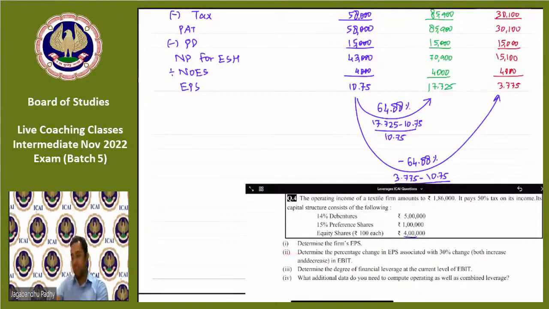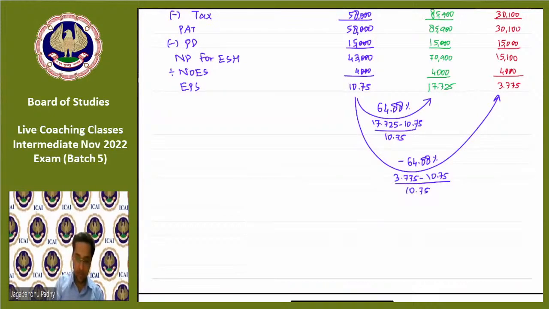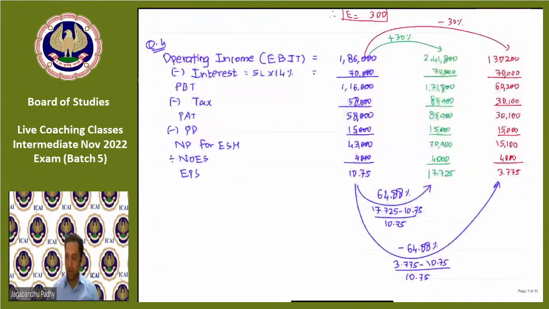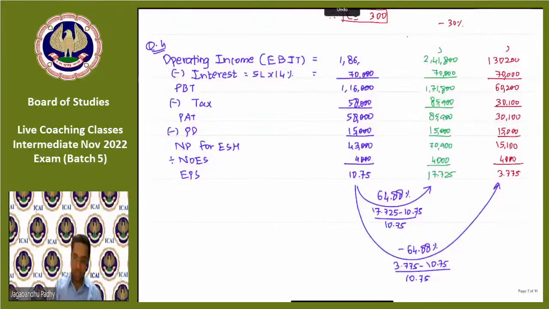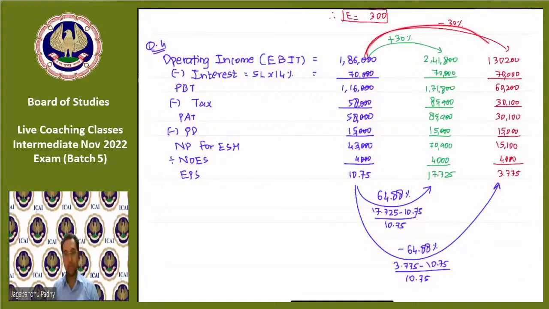Determine the percentage change in EPS associated with 30% change, both increase and decrease in EBIT. We increase the EBIT by 30%. We also decrease the EBIT by 30%. And what we observe is that EPS is changing by 64.88%. Okay.